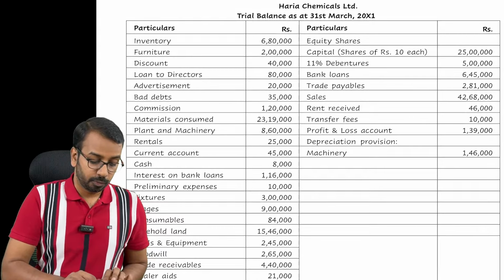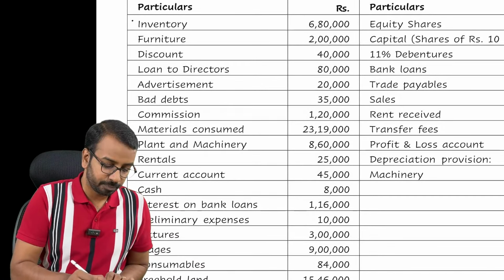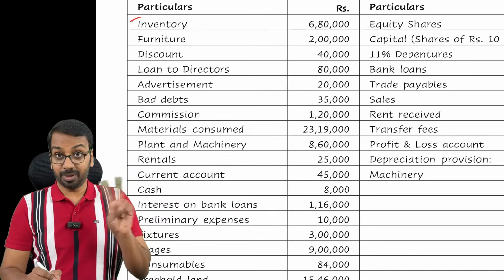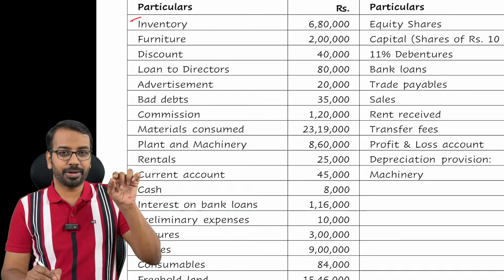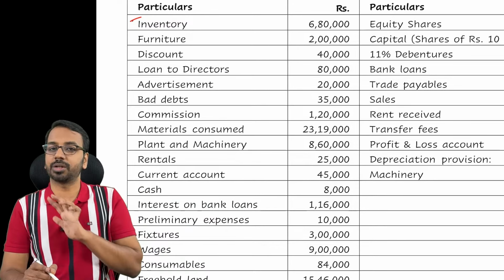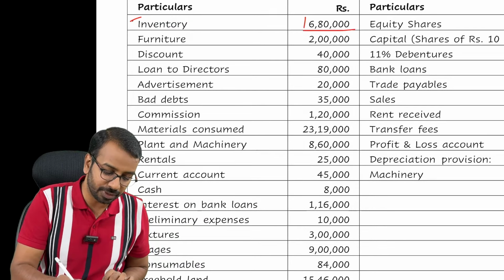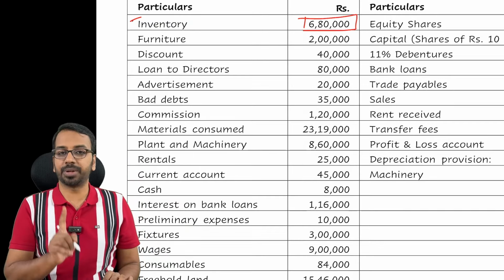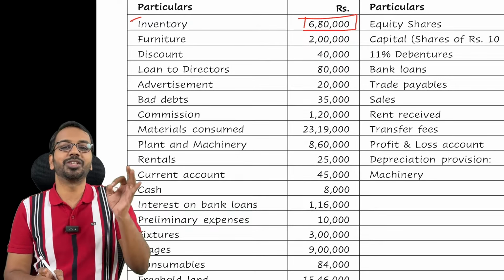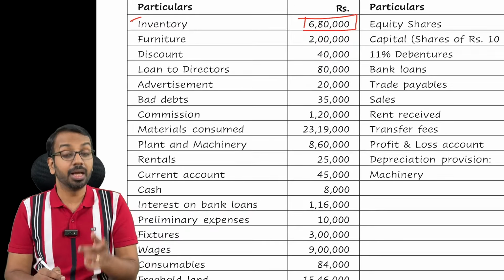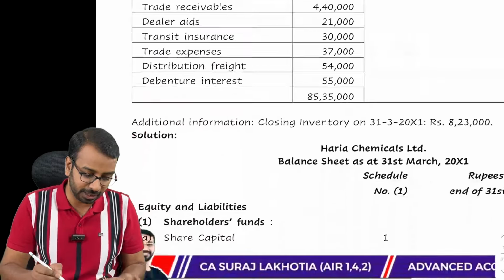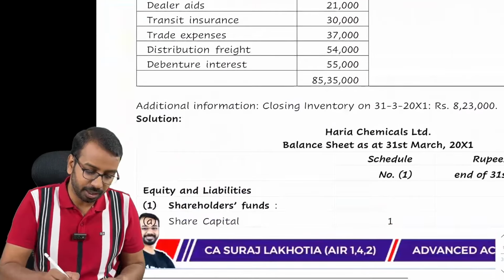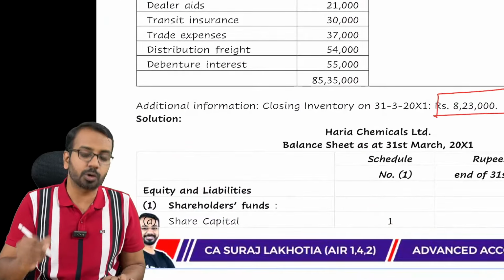Now, when we start, we have inventory. The first item is inventory. And please note, before completing the P&L, we cannot complete the balance sheet. So, as and when we see items, we'll start posting one by one. Inventory, where does this inventory come? This inventory, which is the opening stock, will appear in changes in inventories in the P&L. And second, the closing inventory comes in the balance sheet. So, inventory is 680 and additional information 823 is the closing inventory.